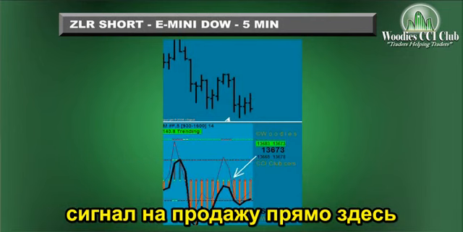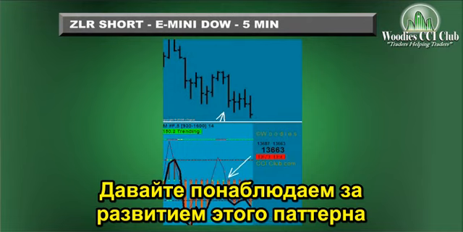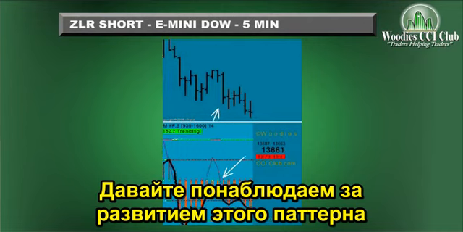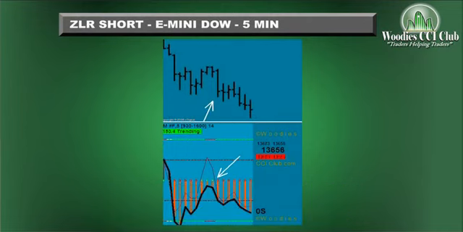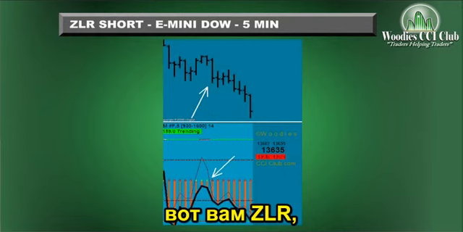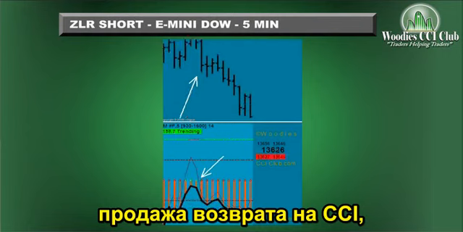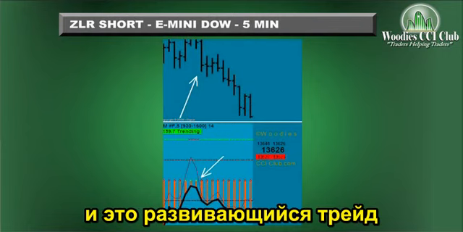Here is our short right here. And this is our trigger bar right there. And let's watch this pattern develop. This is a 0 line reject, buying the pullback, selling the pullback on the CCI. And here's the trade as it develops.